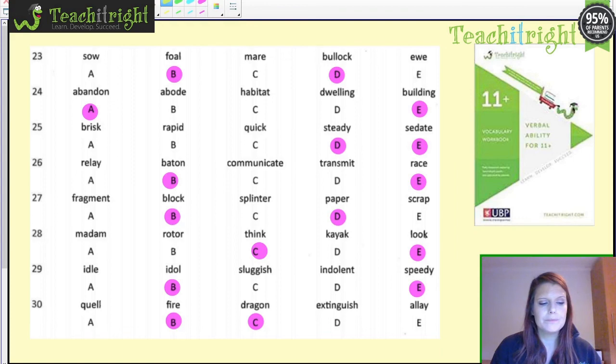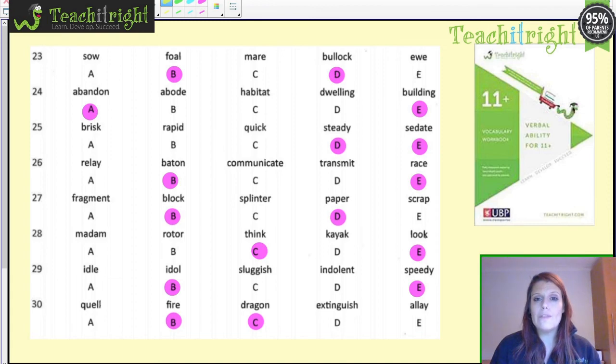23. The others are female animals. A sow, mare, and a ewe. A foal and bullock are young baby animals.